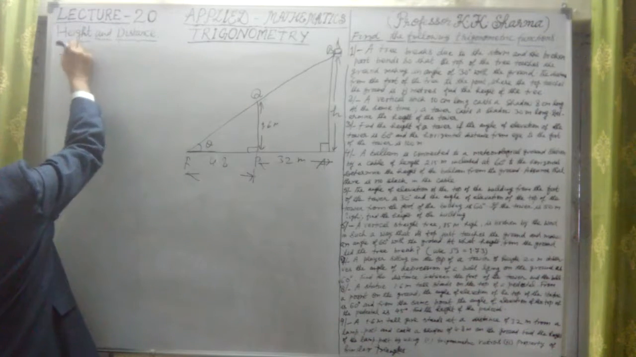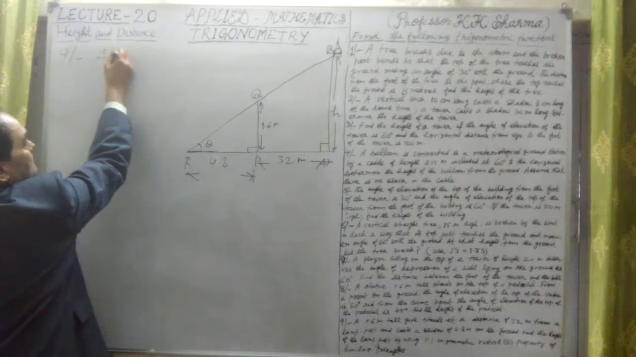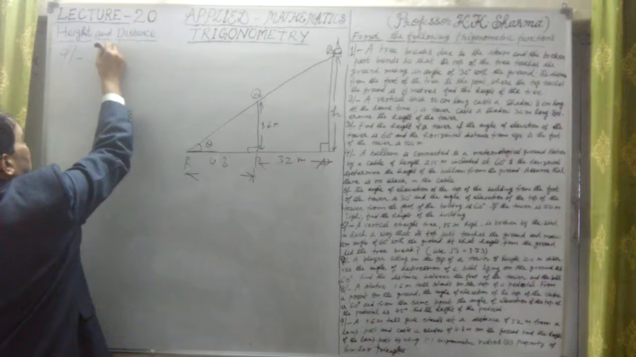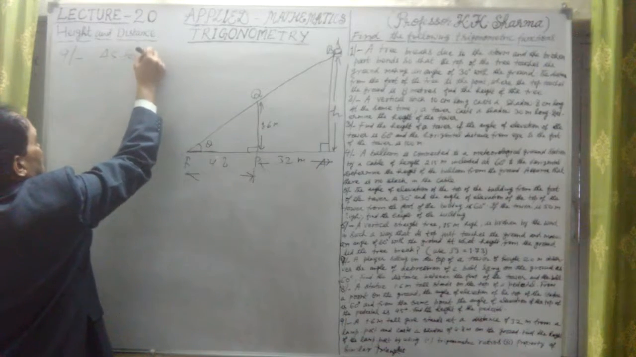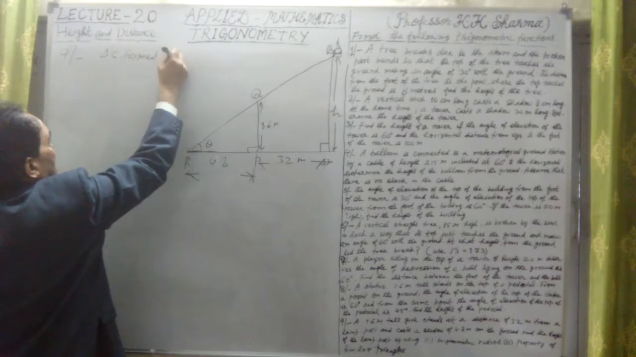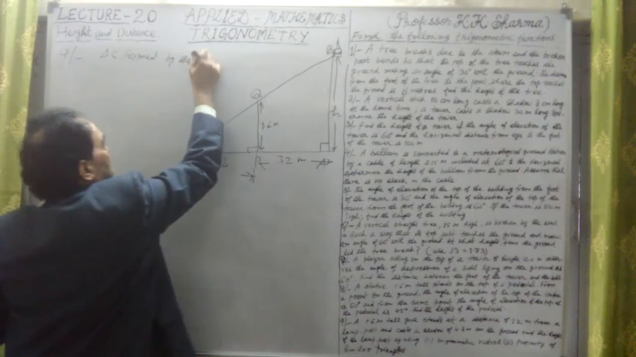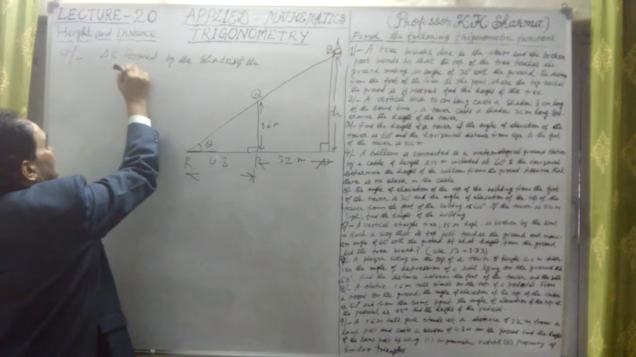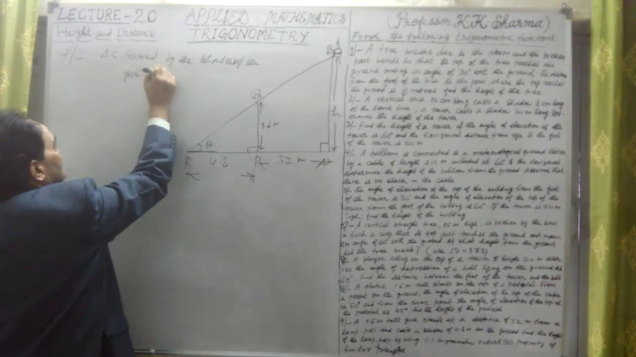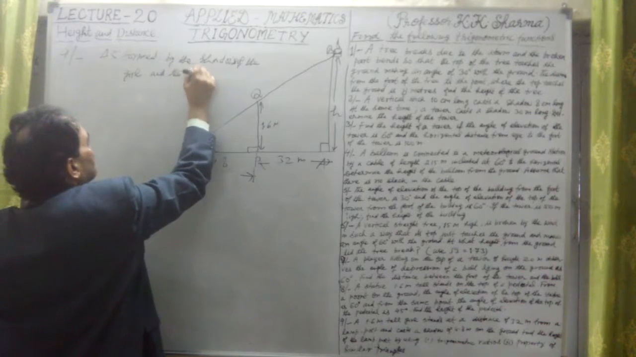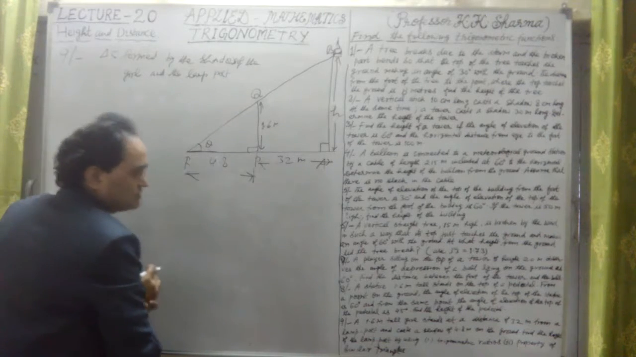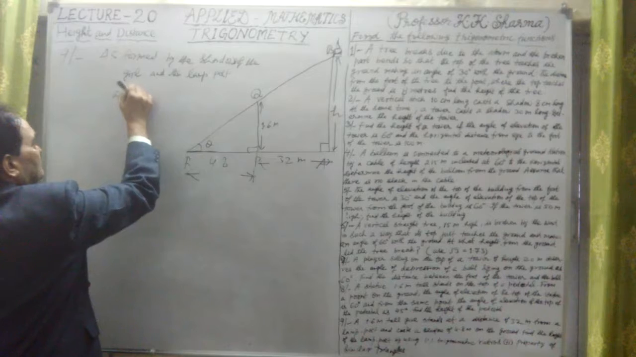Okay, now the solution to the 9th question. Now the triangles formed by the shadows of the girl and the lamp post. These two triangles are similar. This is given to us.